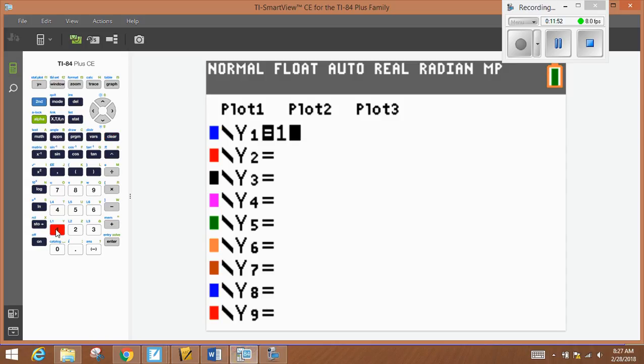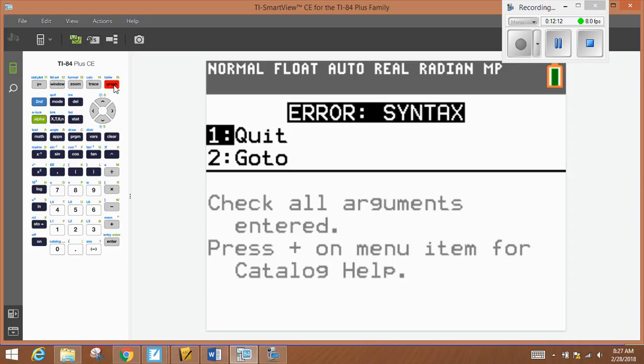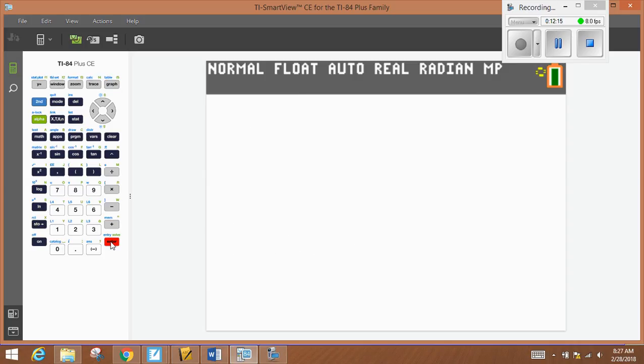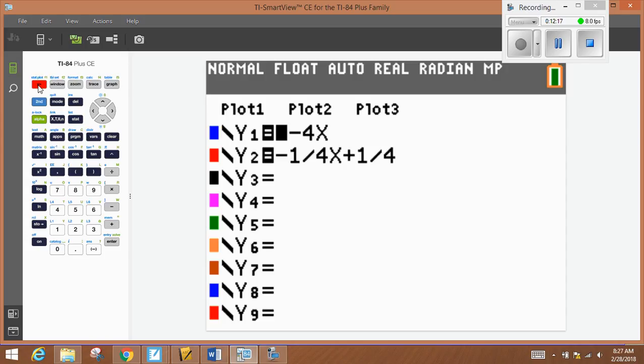So it was 1 minus 4x, yeah? And the other one was negative 1/4 x plus 1/4, is that correct? Those are the two functions? I'll be able to see it. What did I do? Oh, stupid. My bad. I used the wrong symbol here.